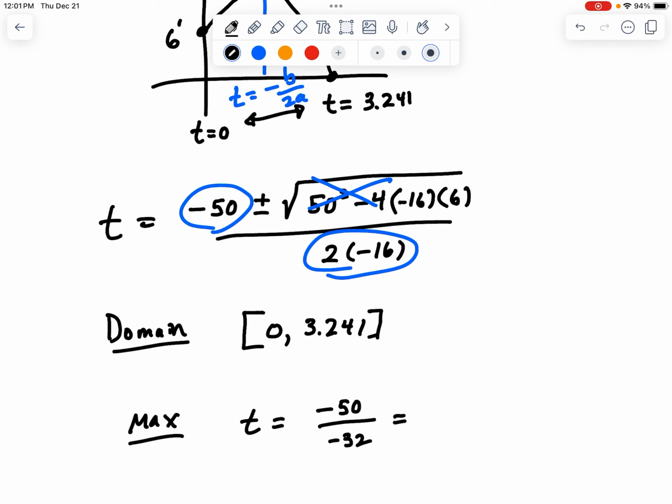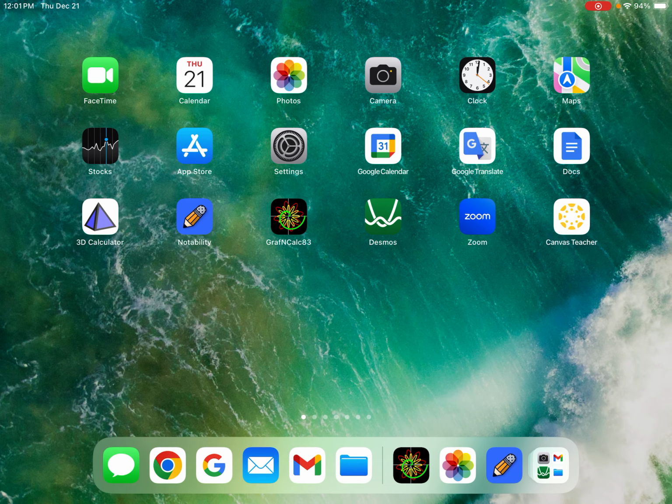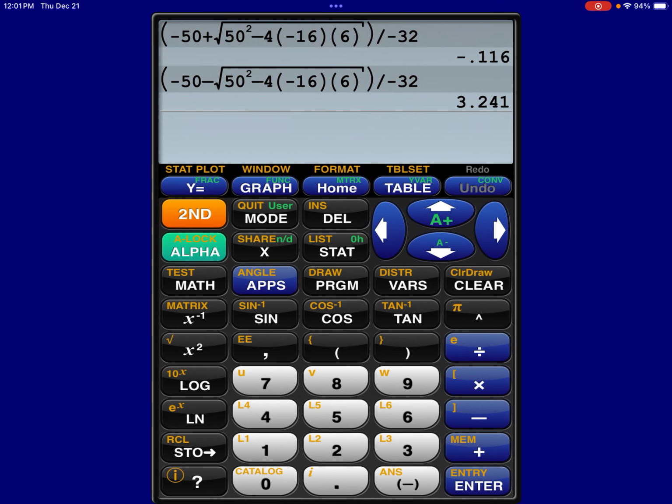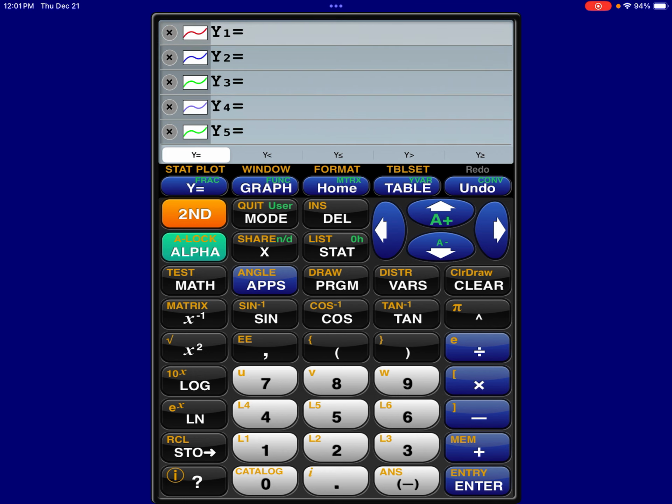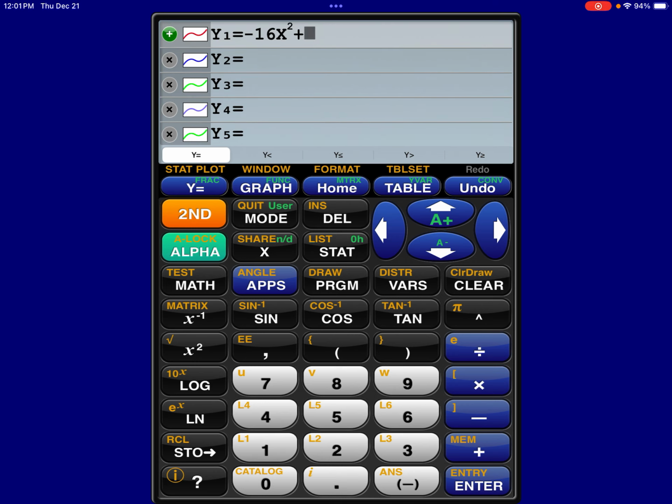So rather than switching the calculator, I'm just going to do that on a calculator on the side. So that equals 1.5625 seconds. And then you can just substitute that into the function and find out what the height is. And so if we go back to the graphing calculator, we could also graph it and verify all of this all at once. So it was negative 16x squared plus 50x plus 6.